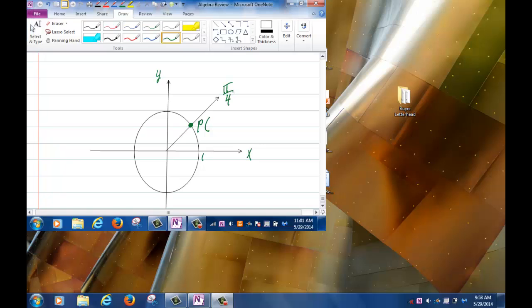The coordinates of P are cosine pi over 4 and sine pi over 4, so this is root 2 over 2, because we found cosine 45 and sine 45 before. Remember, we drew a 45, 45, 90 triangle. Cosine 45 was root 2 over 2 and sine 45 was root 2 over 2. So the point P has coordinates root 2 over 2 and root 2 over 2, because the first coordinate of P is cosine and the second coordinate is sine.